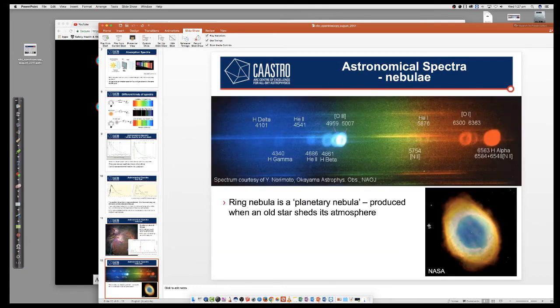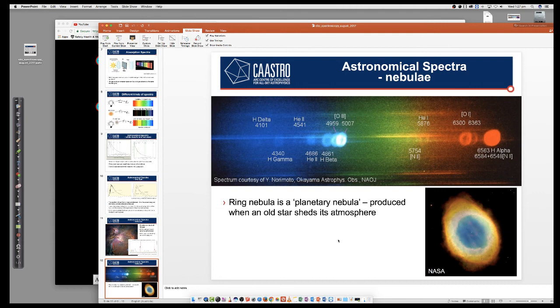This is an example I really like. Again, we've been looking at stars being born and stars dying. This is a star dying, or one of the things that happens to a star when it dies. This is the very famous Ring Nebula, a spectacular Hubble Space Telescope image. Lots of different colours in there. This is a planetary nebula.